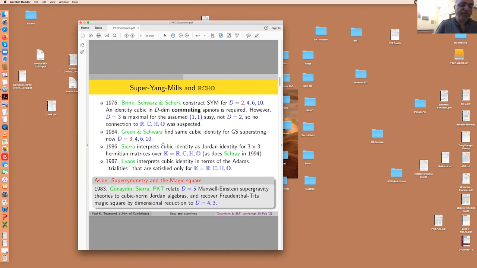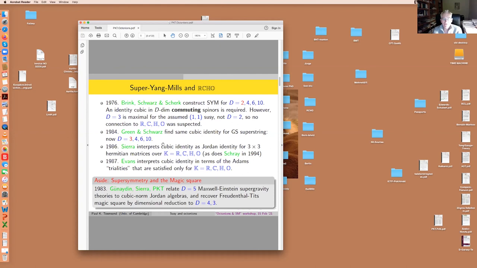So can I just continue on that? The J3O also has a characteristic equation, which is cubic and depends on the trace, the determinant, and this two form. Is this in any way related to the cubic identity you're talking about? Well, it's equivalent to the Jordan identity, basically, although the way Sierra does it in his paper is not by writing down the Jordan identity, but it must be equivalent to that.